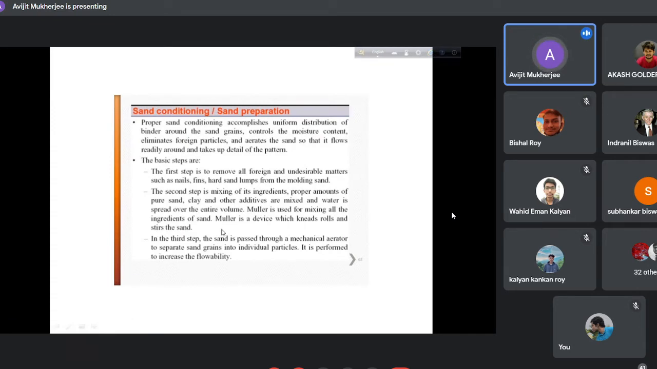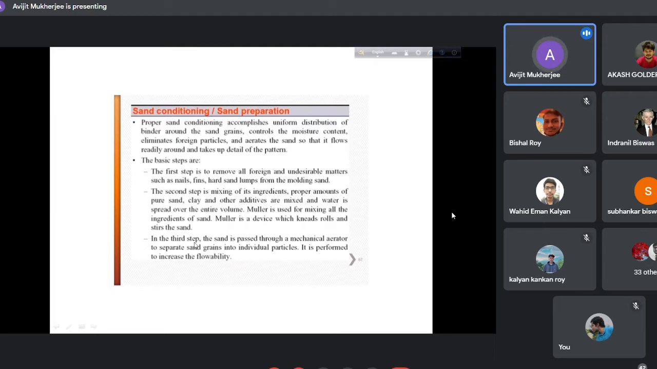You are familiar with the preparation of concrete in case of RCC casting in house construction, civil construction. A drum is there which is rotating with some constant speed, and the ingredients are placed inside. So that is like that muller. The muller is a device which kneads, rolls, and stirs the sand.